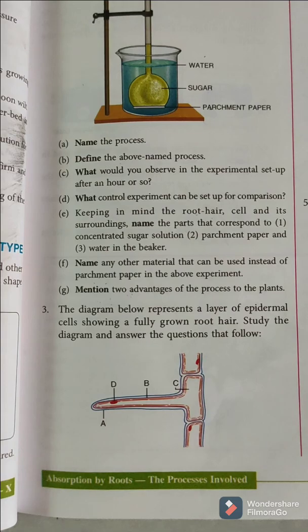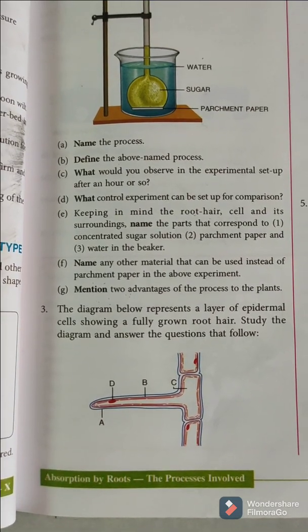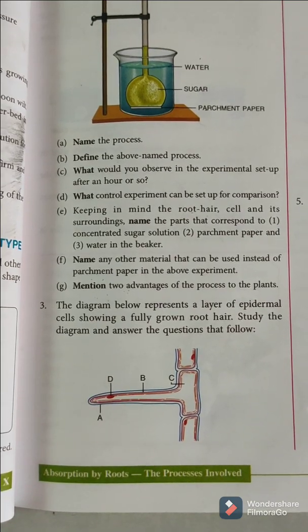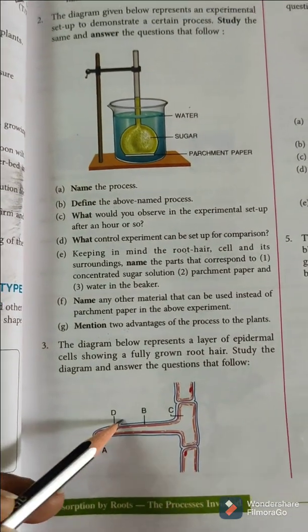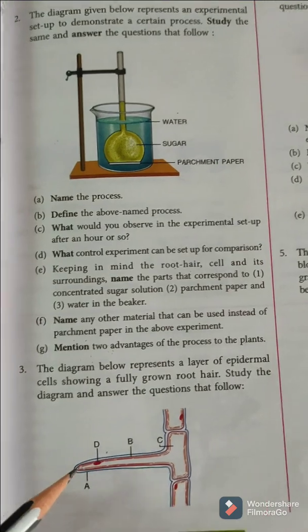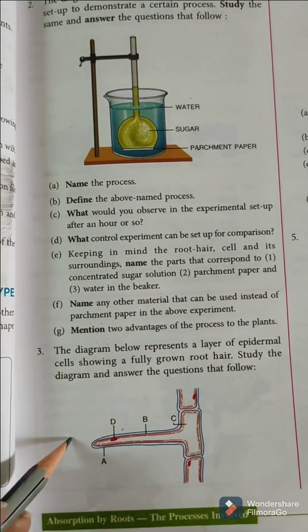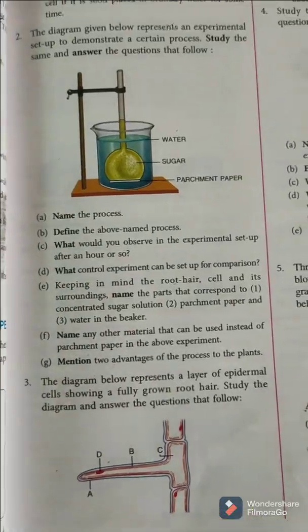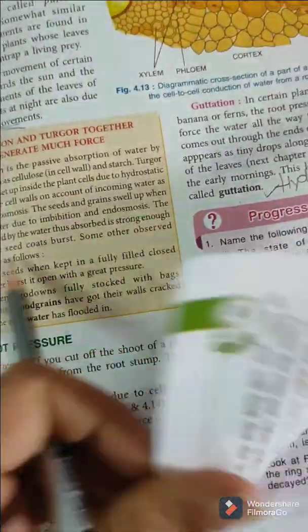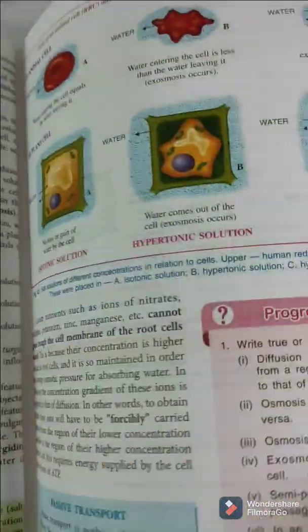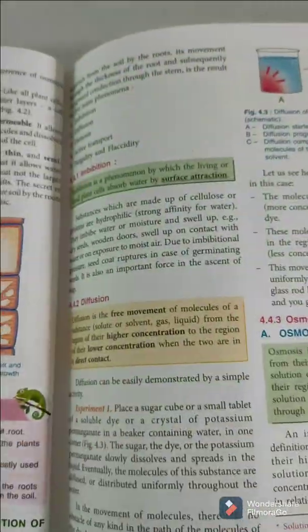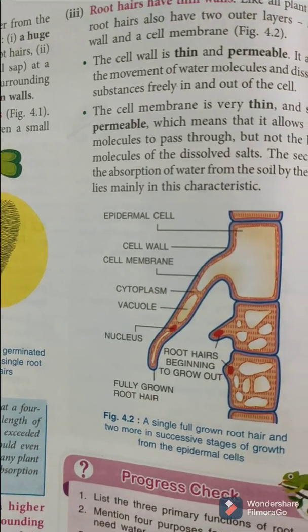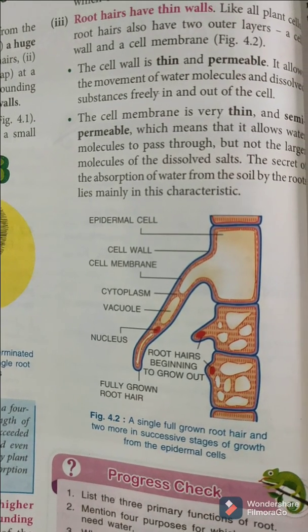Next question, the diagram below represent a layer of epidermal cell showing a fully grown root hair. Study the diagram and answer the question that follows. So you have to label it, right? So name the parts A, B, C, D. What is A here? What is B? What is C? And what is D? So this diagram is already given. Here. So you can label that diagram with the help of 4.2 figure.